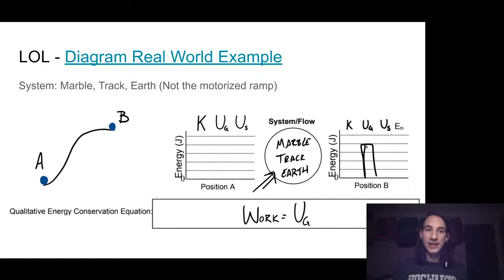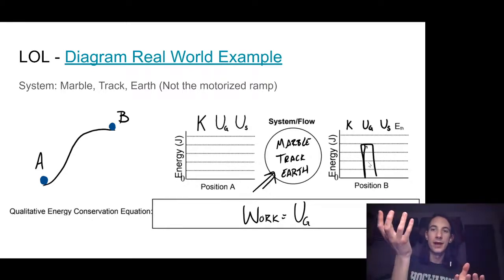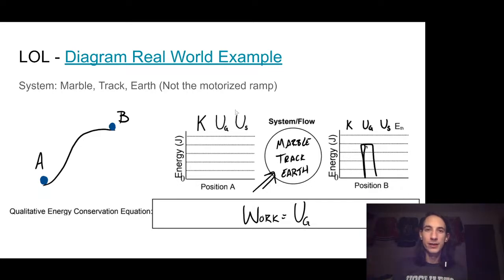All right, so at the beginning, our marble isn't moving. It's not at some height. There's no spring. So we really don't have any energy at the beginning. At the end, though, our marble is lifted up to some height. So it has this gravitational potential energy. And we want to think about where that came from, because the ramp is not part of our system.